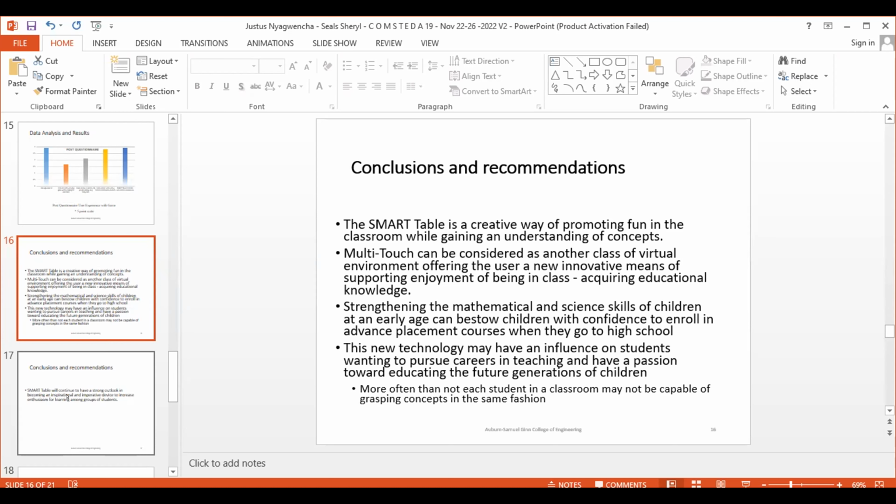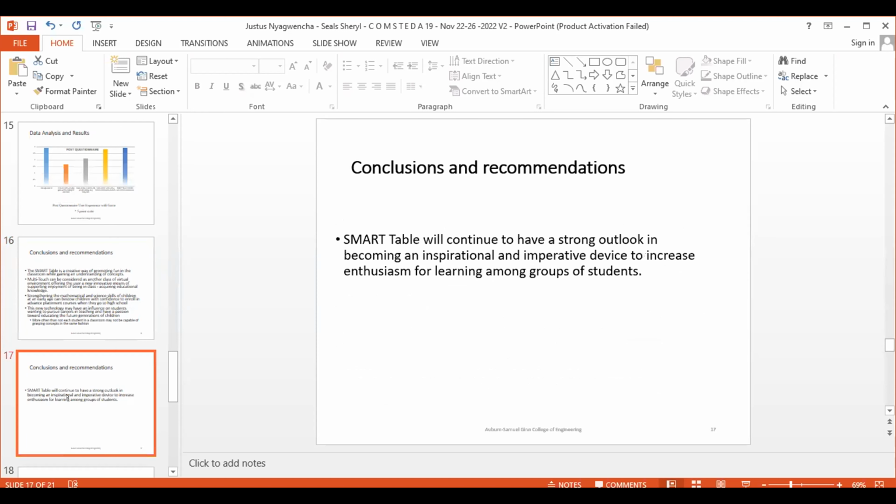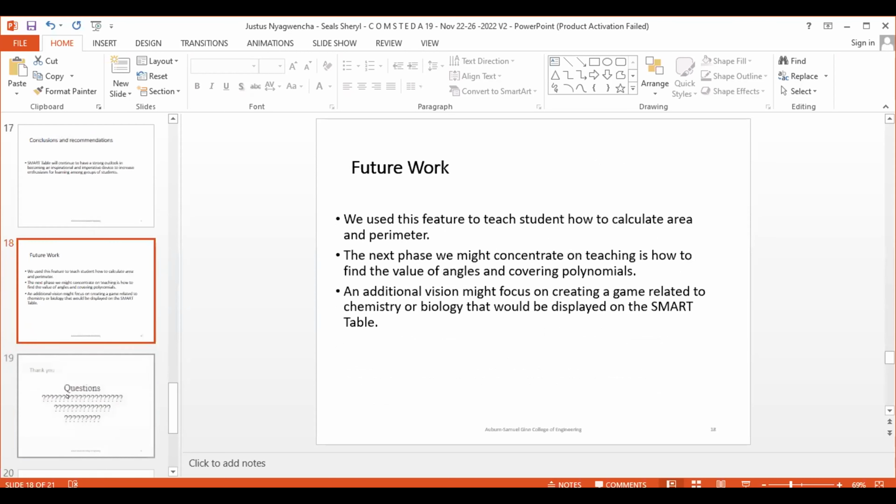More often, the student's classroom can be translated into a virtual environment where students can learn those skills. So we can finally say that the smart table will continue to have a strong outlook in becoming an inspirational and impressive device to increase enthusiasm for learning among groups of students. And that was our conclusion at that time.